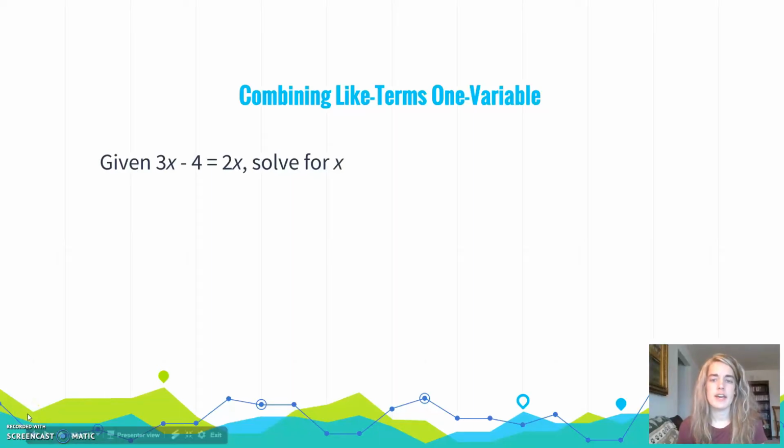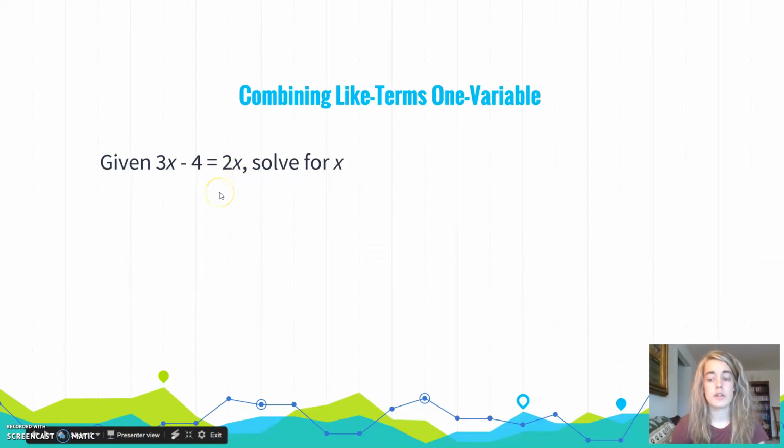Okay, for this video, I have two examples for you that are going to explain how to combine like terms in one variable equations. So this one here, it says given 3x minus 4 equals 2x, solve for x. I know it looks like there's two variables, but notice how those variables here and here are exactly the same.